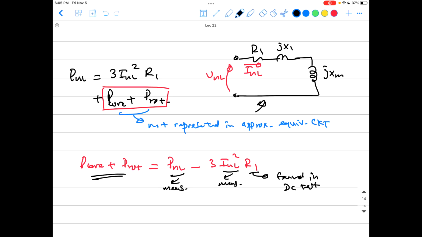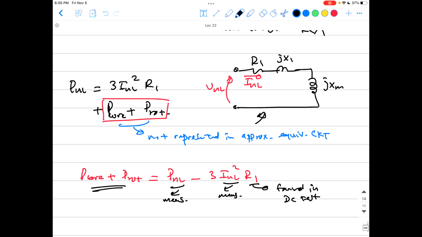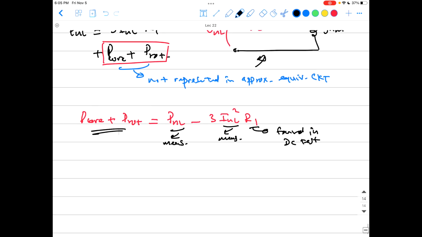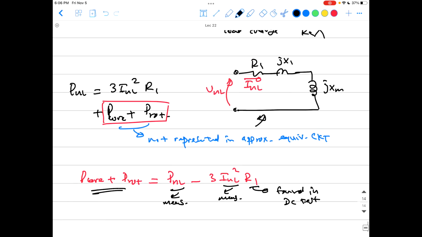It's how you find your losses here. Okay guys, so we didn't find a new equivalent circuit parameter, but we found the core and rotational losses. And you don't need to separate them here, because basically you're just assuming both of them are constant and they're attached together, so no need to separate them. Okay guys, so that's how we can find P core and P rotational together here.